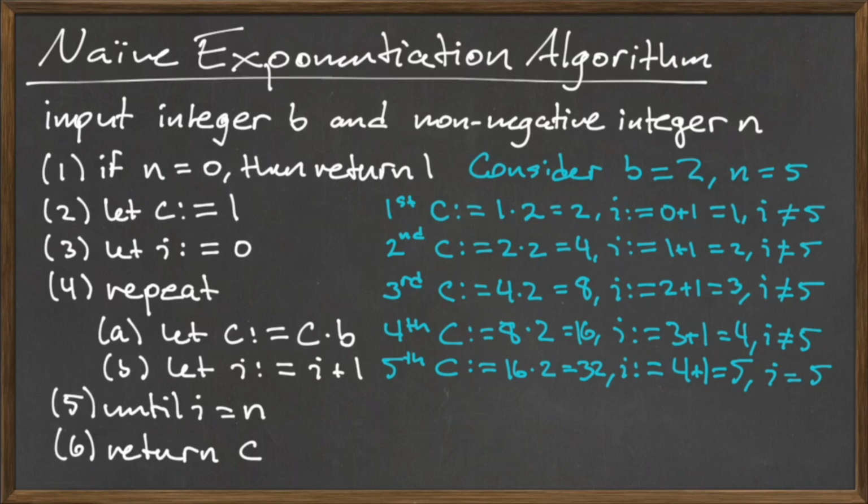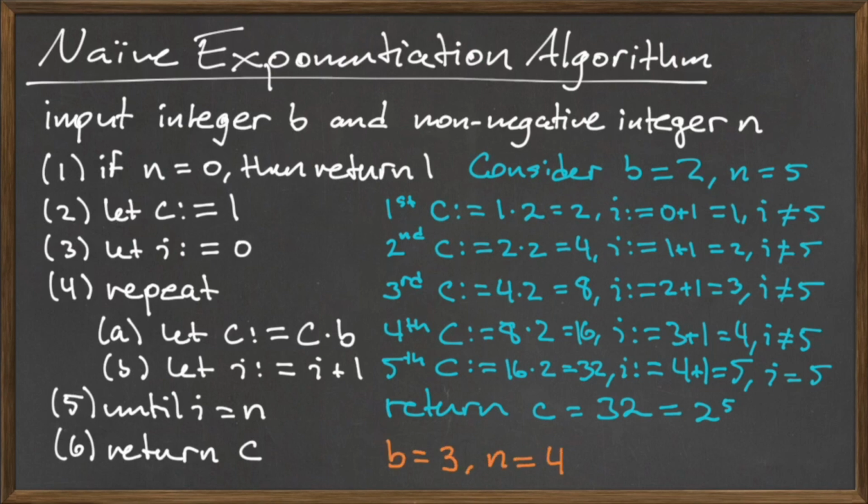So we check the stopping condition: until i is equal to n. 5 is equal to 5, so we do not need to repeat the loop, and we can proceed to step 6, which is to return the value of c, which is currently 32. So, for the inputs b equals 2 and n equals 5, the algorithm returns the value of 32, which is 2 to the 5th power.